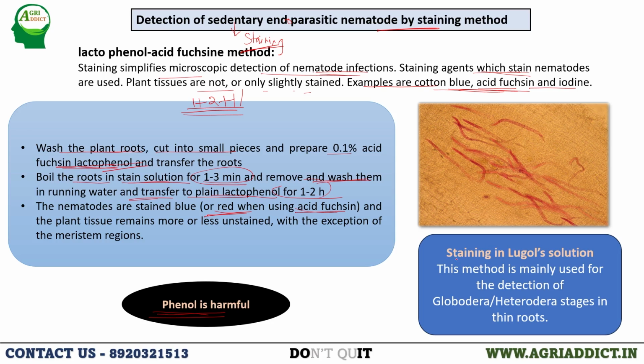Staining in Lugol's solution. This method is mainly used for the detection of Globodera or Heterodera stages in thin roots. Just remember staining in Lugol's solution is used specifically for the detection of the cyst nematode, that is Globodera or Heterodera stages in the thin roots.